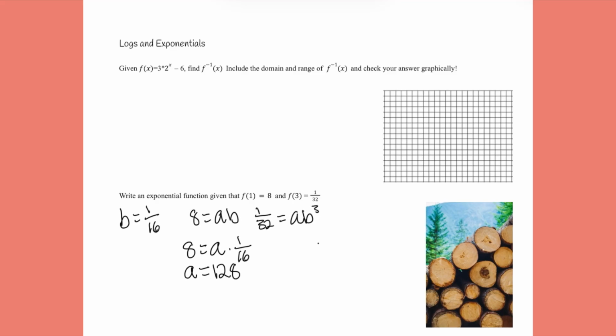Now I have all of my parts to fill in the equation, since I know a and b. So I can write y is equal to 128 for a, times 1/16 for b, to the x. And that's the equation that goes through both of these points.